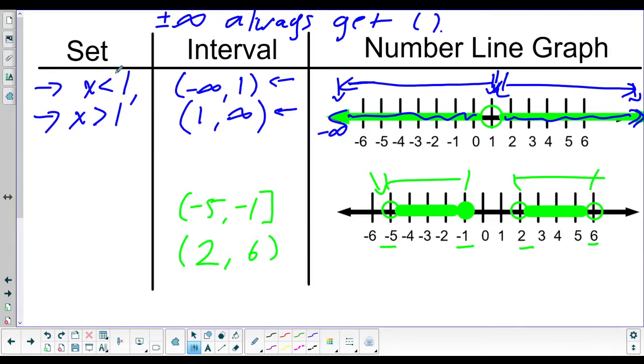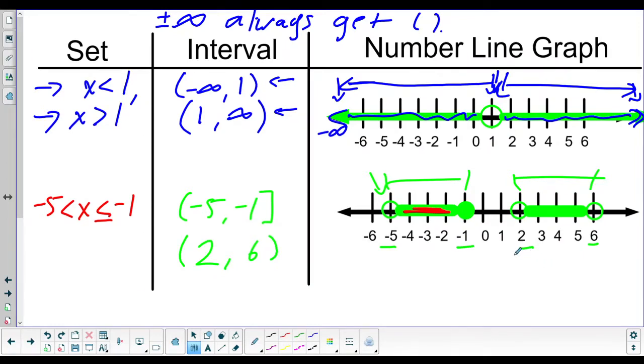Let's do set notation. Here, x is in between 2 numbers. It's this chunk here. So we're going to have x in between 2 inequalities. The smaller number is -5, so that goes on the left. X is bigger than -5, but it's smaller than -1. The -1 is also filled in, so the -1 inequality should get a line under it.